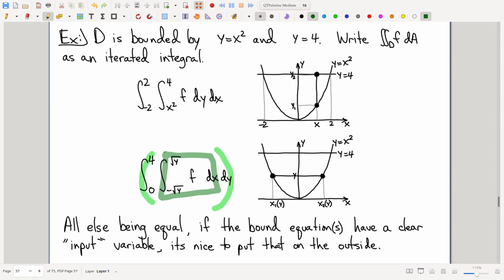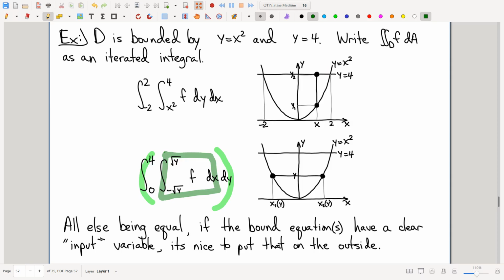So let's try to trace this back. What was the original mistake? How did I get these square roots in this? Well, I got these square roots because I had to solve for x as a function of y in this equation. That's ultimately where it came from. I chose to put the differentials in an order where I would have to solve for x. Putting the dx on the inside means you're going to have to solve for x. I don't want to have to solve for x. You look at y equals x squared. Would I rather solve for y or would I rather solve for x? I'd rather solve for y.